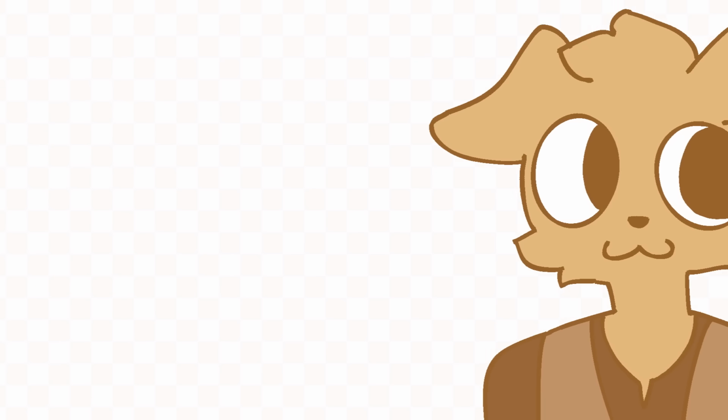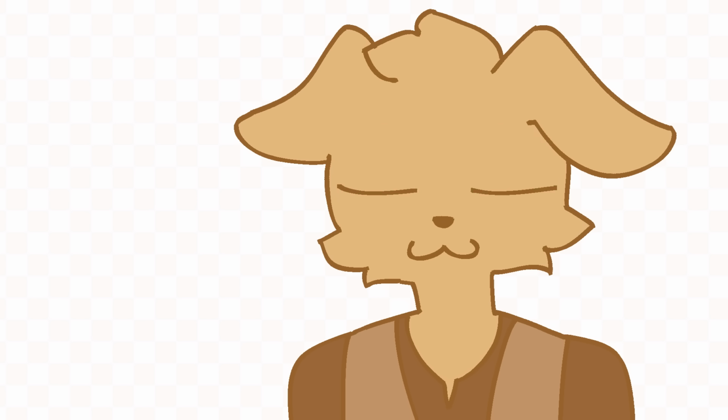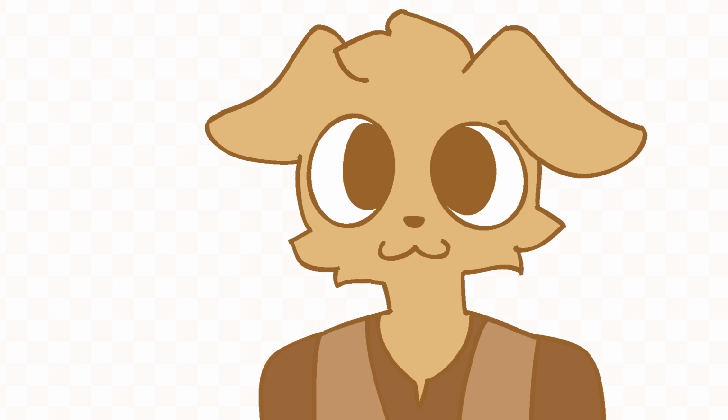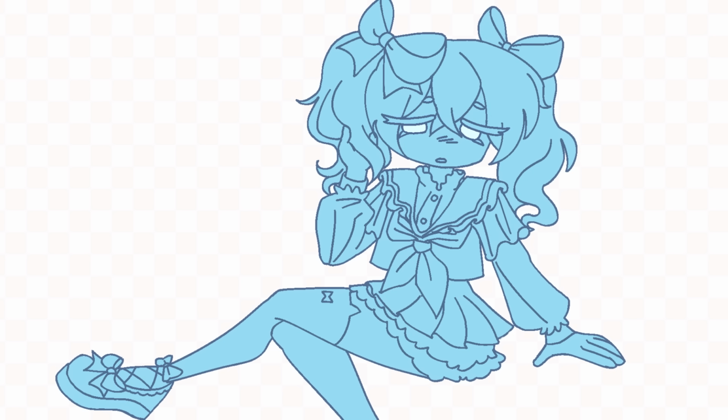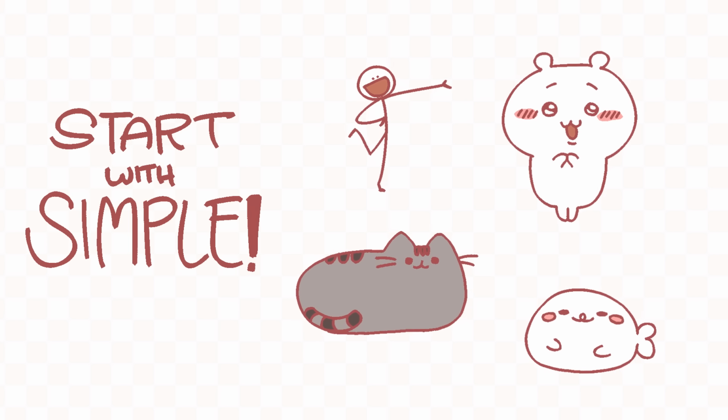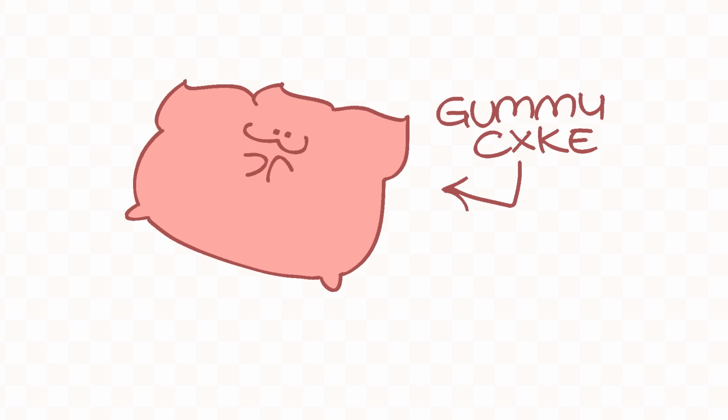Of course, realistic blinking looks different from this exaggerated blink, but it still looks cool and is a good practice for the next stage. How to animate a character from A to B. Characters can get complicated to animate, so make sure you start with a simply shaped character. I'll use my little gummy cake.